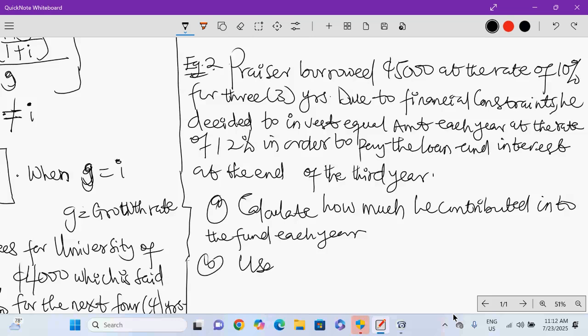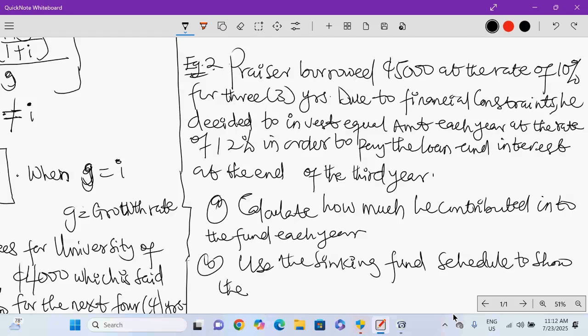B. Use the sinking fund schedule to show the contribution in the fund.